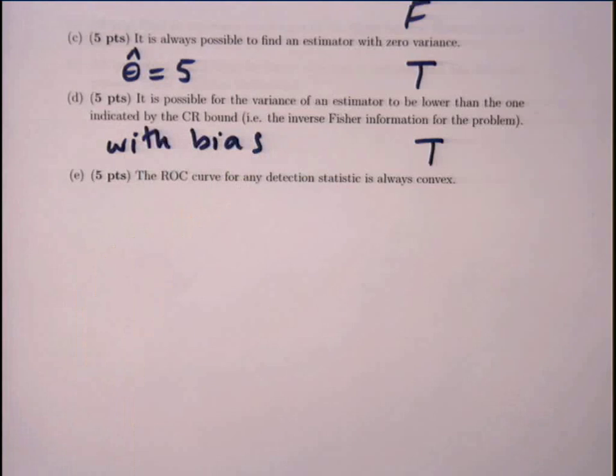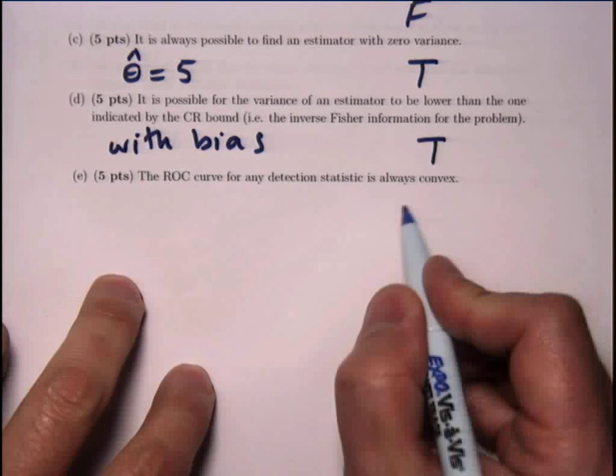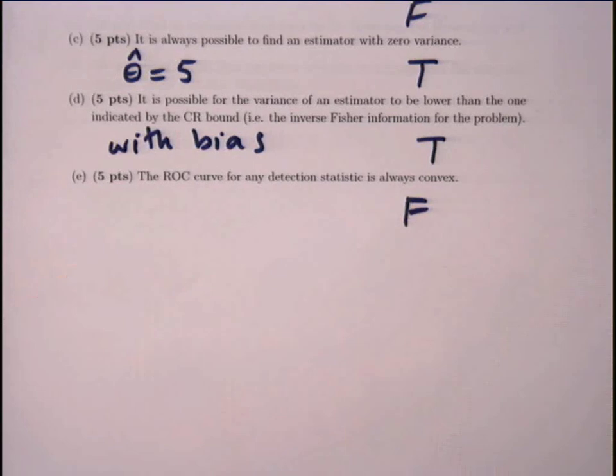Okay, and then finally, the ROC curve for any detection statistic is always convex. The ROC curve for all the detection statistics you've seen is convex. But that's not always true. It turns out this is false. It's true only if your test statistic is based on some kind of likelihood ratio test. Then you can be sure that the shape is always convex. Okay?